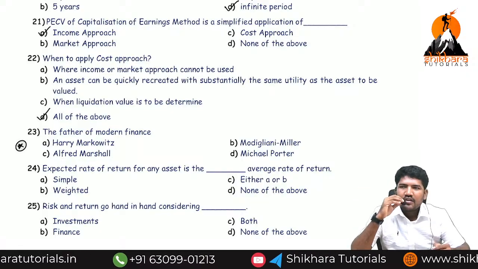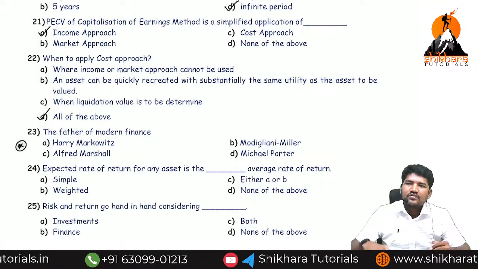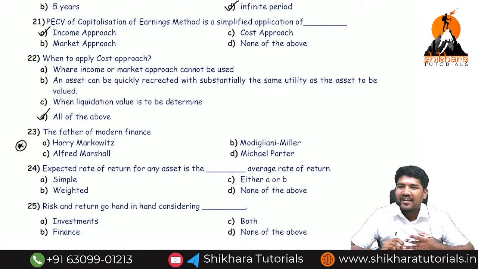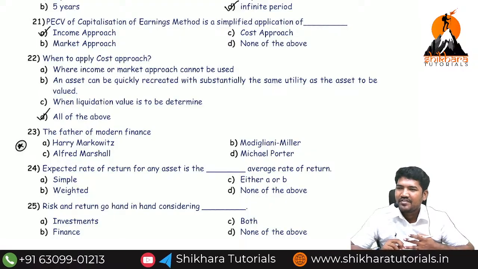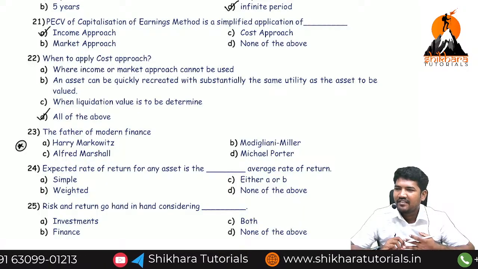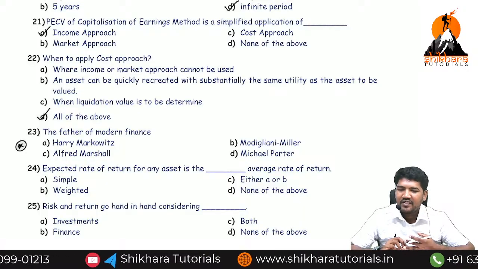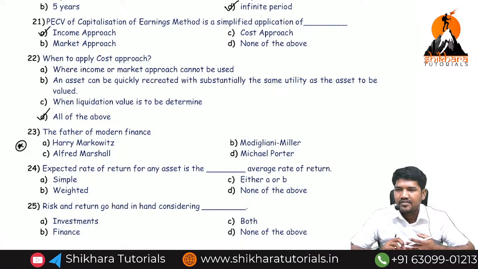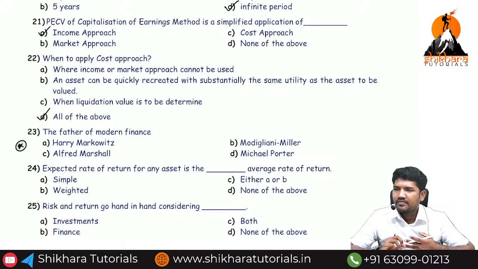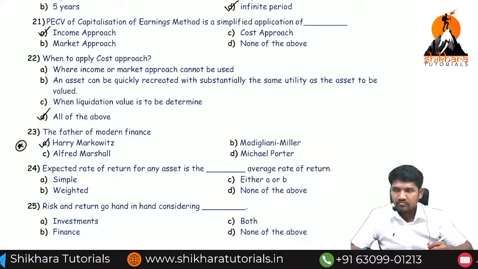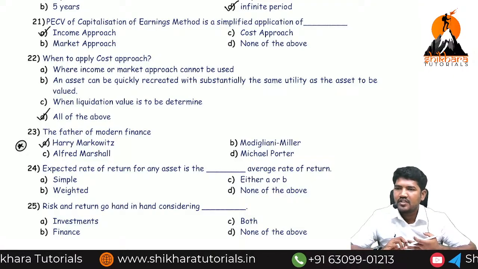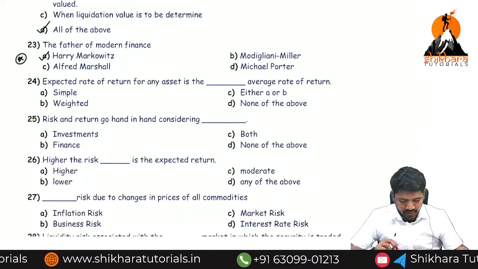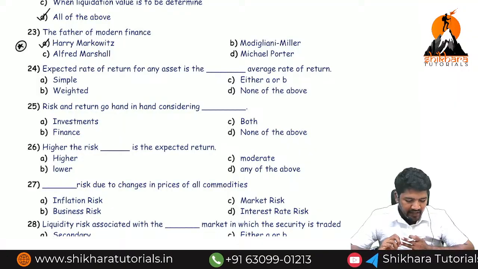So you already know the father of economics. Alfred Marshall is not the right answer. Adam Smith is the right answer. Alfred Marshall is the father of microeconomics. Guys, clear? Here it is not asking about the father of economics, it is asking about the father of finance. The father of finance is Harry Markowitz. Very clear, sir? Keep it in your mind. It's not a concept. Very clear? Done.